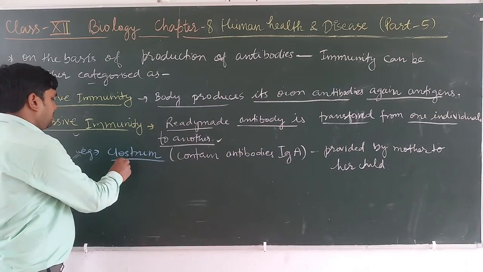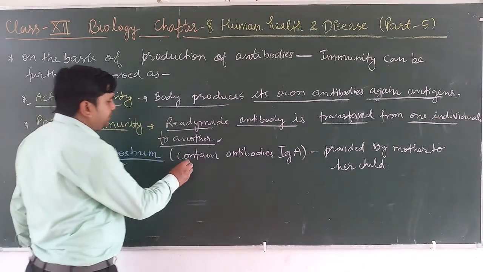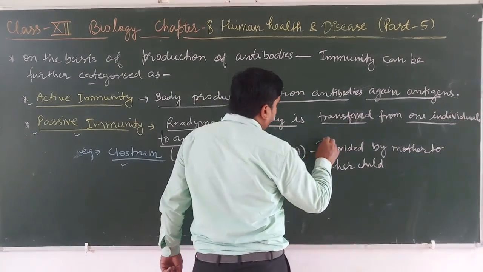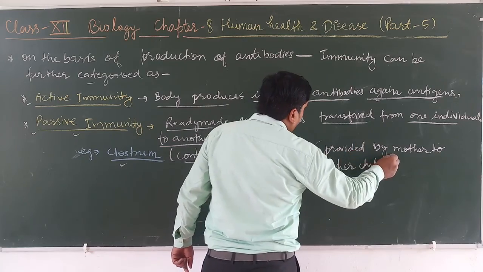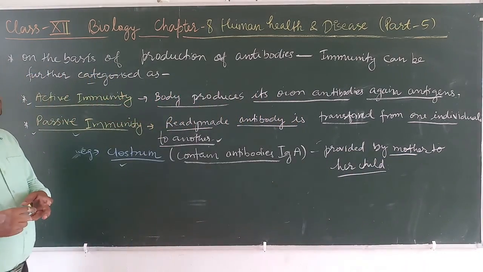For example, passive immunity is colostrum. It contains antibody immunoglobulin A, and that is provided or transferred from mother to her child for fighting antigens.